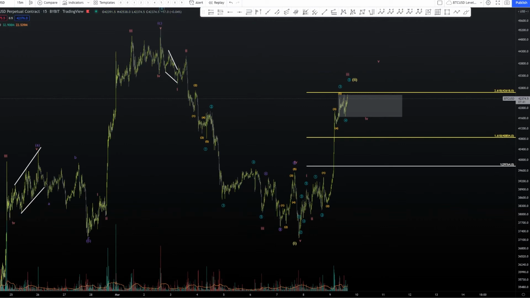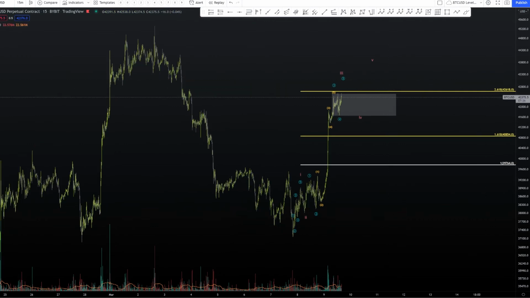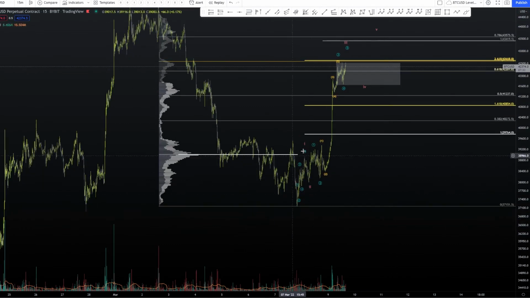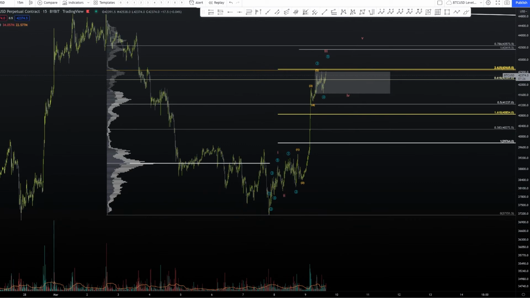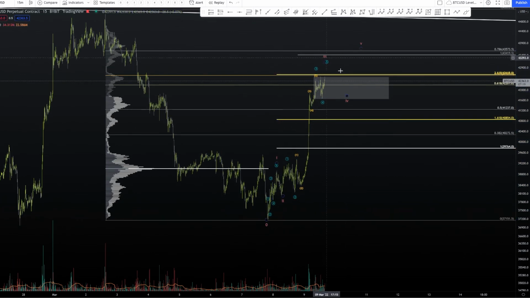So I'm going to hide this for now to make it a little bit cleaner. Some targets we could be looking for with this wave 5 would be equality between the wave 1 and the wave 5, because we got an extended wave 3. I'm going to hide the count, but keep in mind that we're looking for a 1, 2, 3, 4, 5.